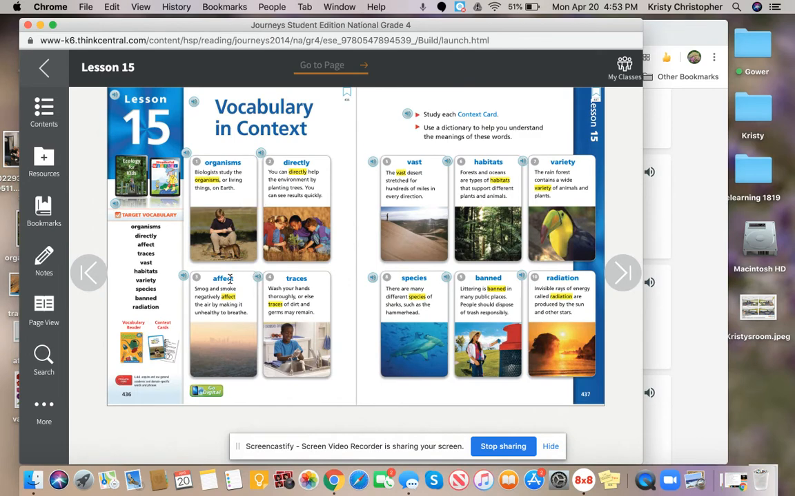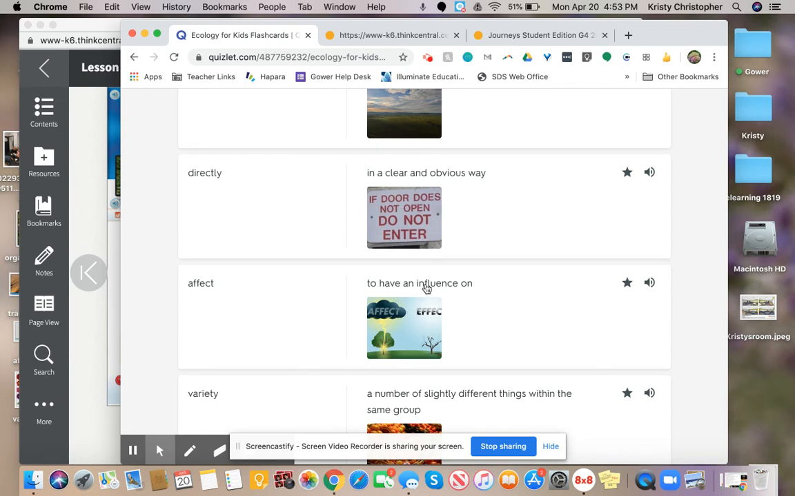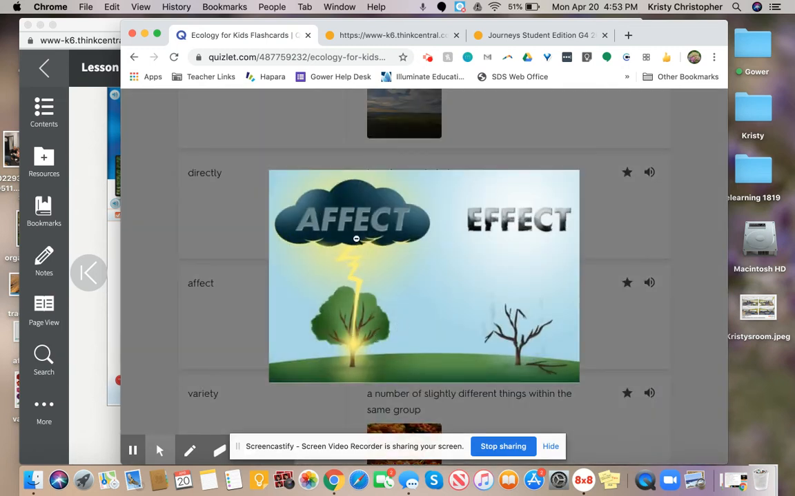Number three, affect. Smog and smoke negatively affect the air by making it unhealthy to breathe. This word I do want to talk to you about because we often get confused between affect and effect. So, affect is more of a verb. If we look here, what is happening to the tree is affecting it. The lightning here is affecting the tree. It is something that is in the process of happening. The result, or the effect, is what happens to the tree.